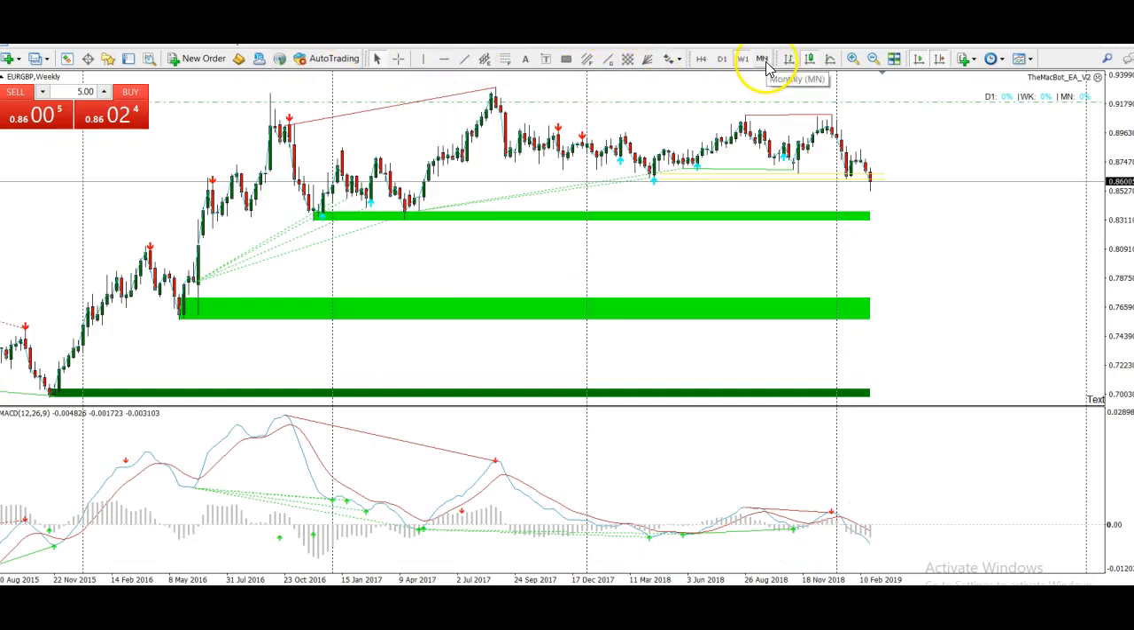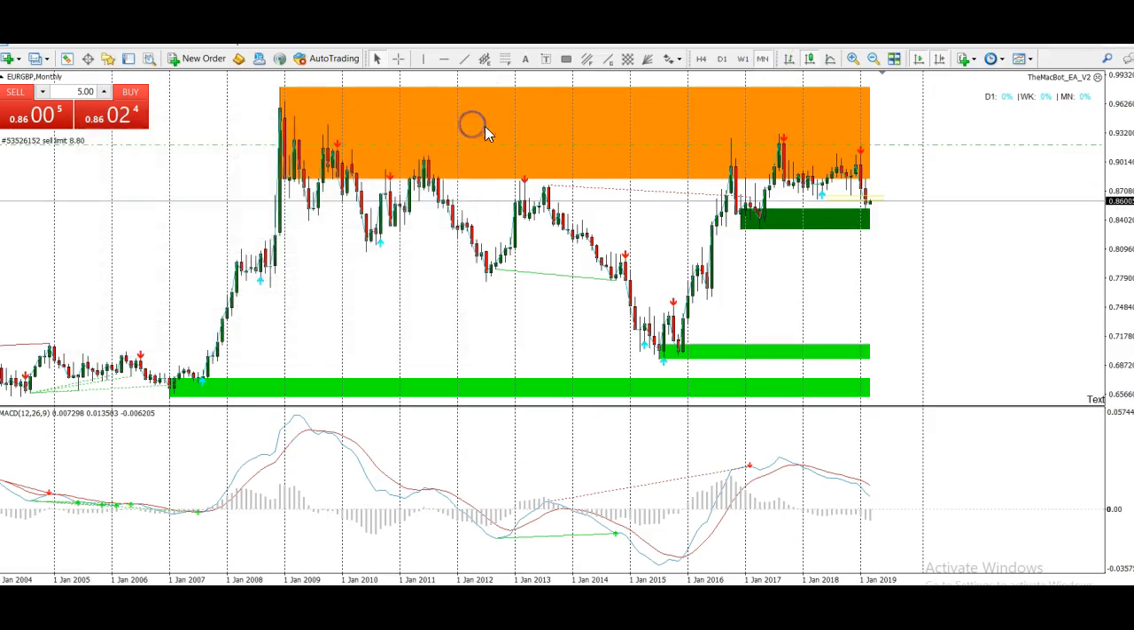Euro. See, I've got a sell limit back up in there, but Euro.